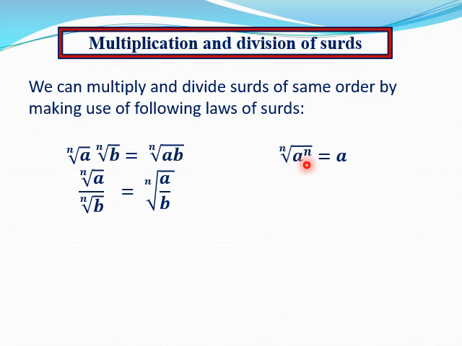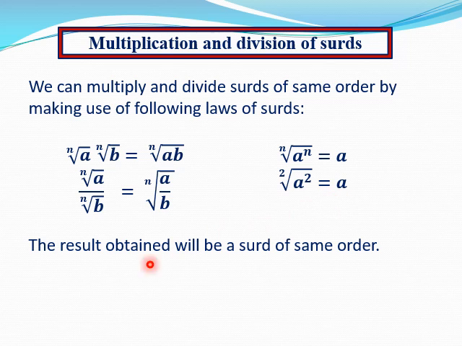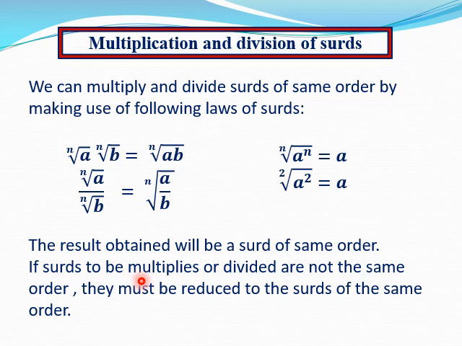Also, nth root of a to the power n is equal to a, just like square root of a squared is equal to a. These are the important laws. Keep them in your mind. The result obtained will be a surd of the same order. If surds to be multiplied or divided are not of the same order, they must be reduced to surds of the same order. Keep this in your mind also. If we multiply or divide two surds which are not of the same order, then we have to reduce them to the same order.